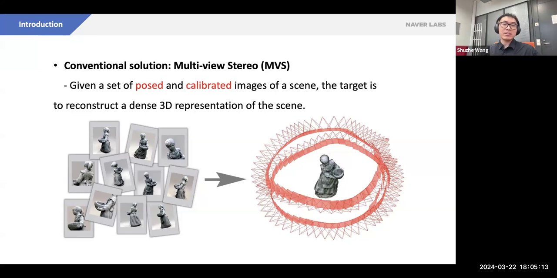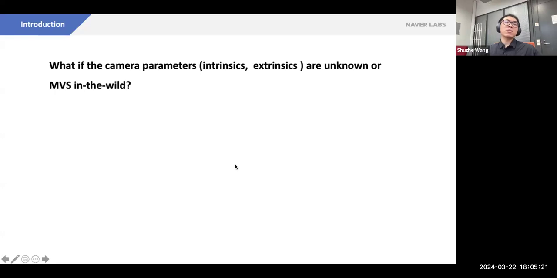common step: they need to have calibrated images, or at least they need to know the camera parameters. So we have a problem: what if the camera parameters, like the intrinsics or extrinsics, are unknown, or we need to do multi-view stereo in the wild?